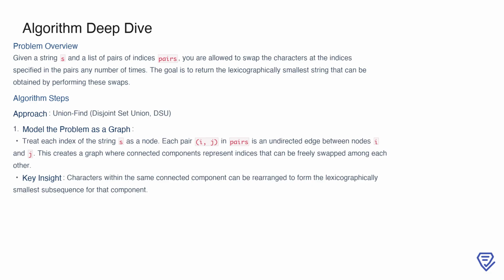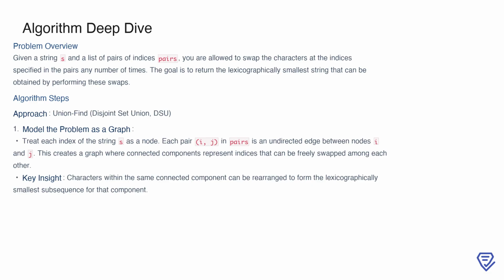To solve this, we can model the problem as a graph where each index in the string is a node, and each pair of indices forms an edge between two nodes. The connected components of this graph represent groups of indices that can be freely swapped among themselves. This is the key insight. Within each connected component, we can rearrange the characters at those indices to form the smallest possible subsequence.